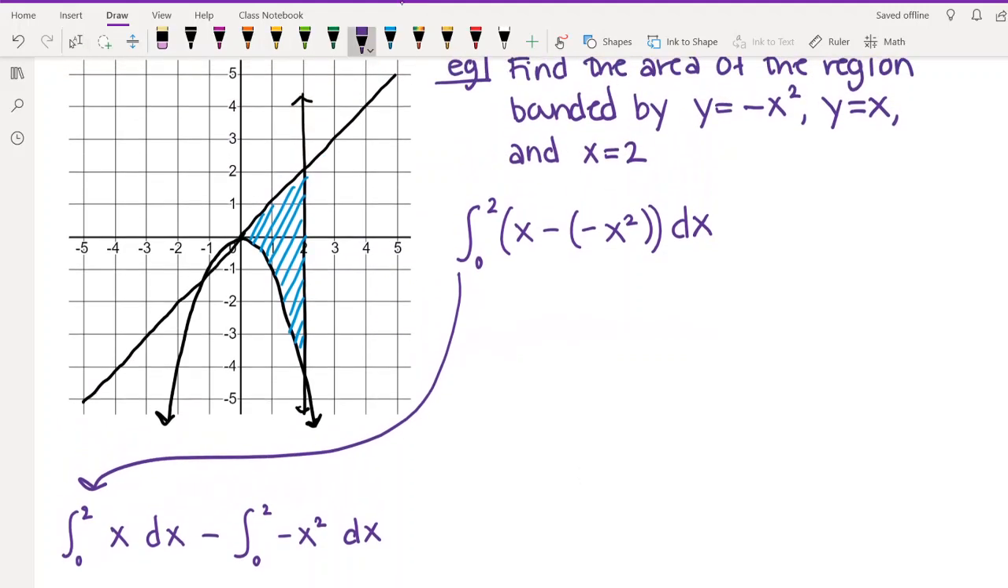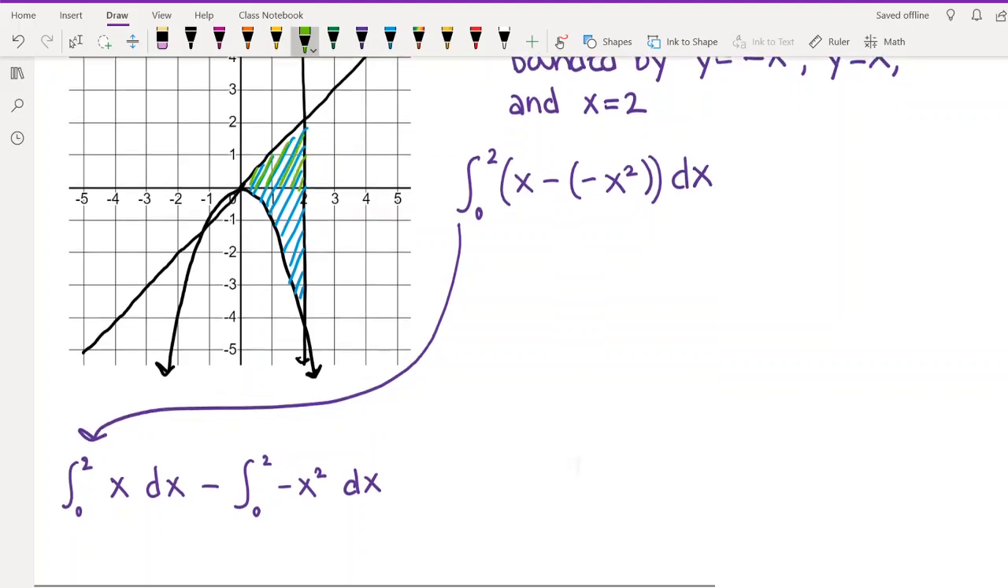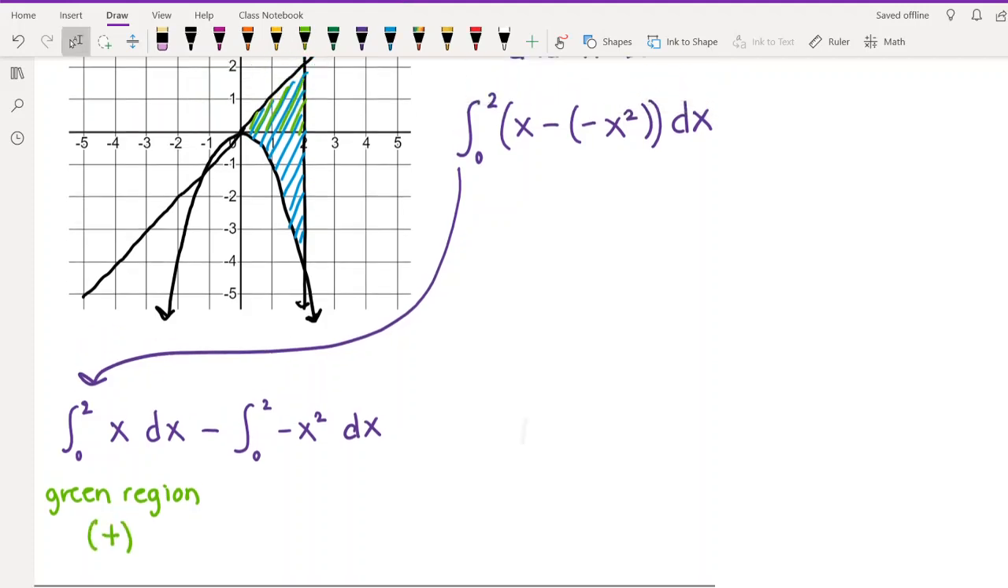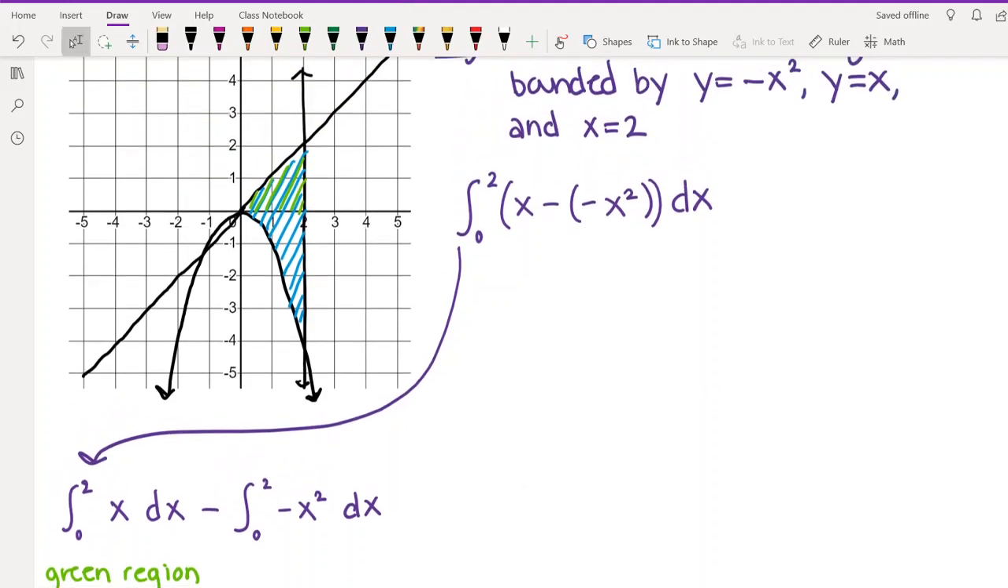So let's think about what each of these would give us. The first one would give us this green area here. And that green area, or maybe I'll say green region so that we don't have confusion about the word area, would be a positive number, right? Because that green region lies above the x-axis, if you were just to integrate x from 0 to 2, you would get a positive result.